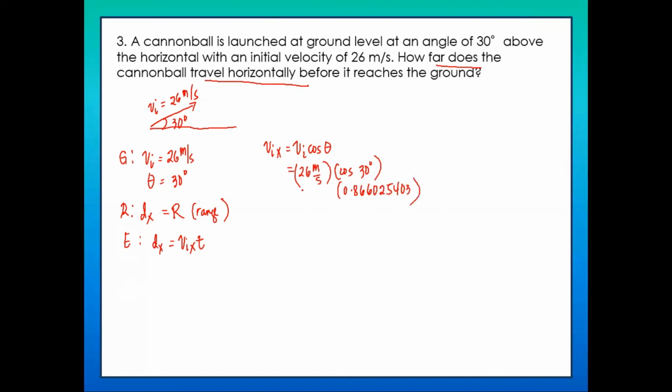0.866025403. Multiply that to 26 meter per second. Okay? So that gives you your v sub i x now is 22.52 meter per second. Kasi yung katabi ni 51 is 6, kaya na-round off natin. 2 decimal places tayo. Okay? So we're going to use that in order to solve this problem para mag-move forward tayo for this equation.